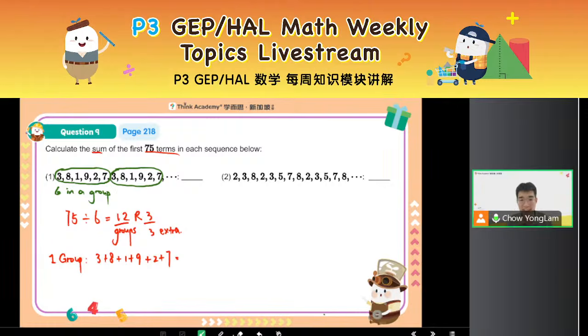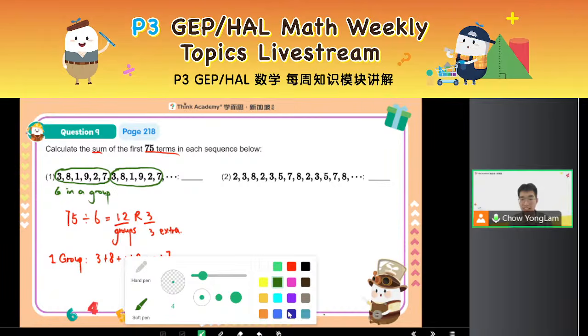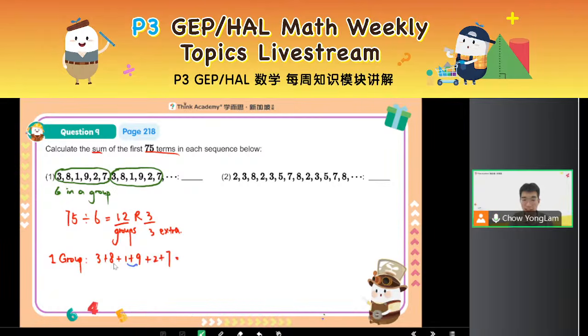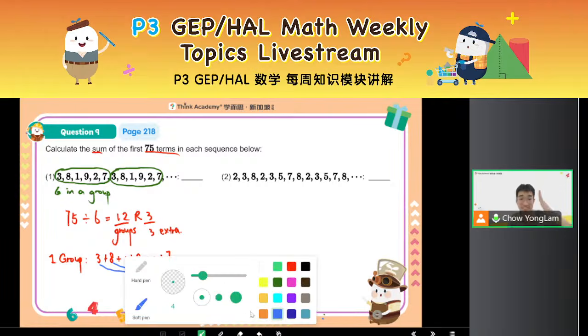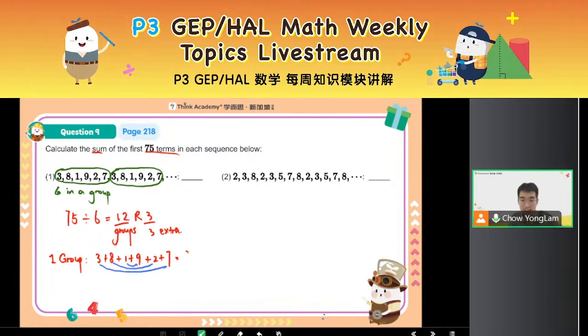No need, because you see there are some best friend pairs. We have 1 and 9, 8 and 2, 3 and 7. They all will give me 10, 10, 10. So the answer is 30. One group, the sum is 30. How many groups do we have again? Someone gave the correct answer already. Good. So it's 12 groups.